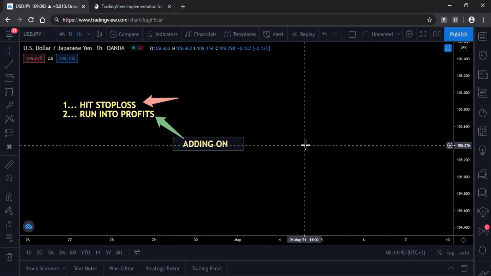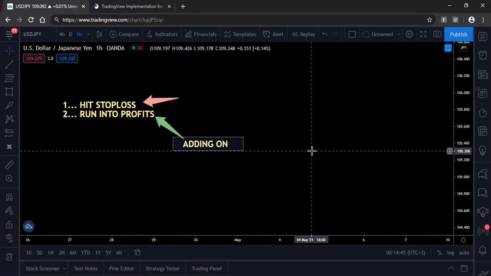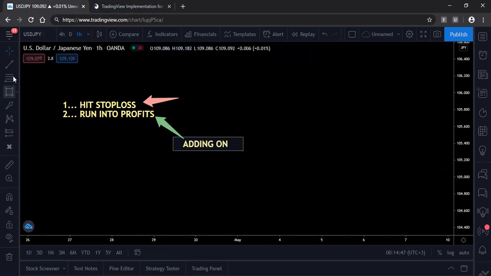By adding on, this can actually increase your profit margin by a whole lot. Now, when I say adding on, it is actually just adding on more positions into your winning trade, because you've already noticed that that trade is a winning trade, right? Now, how do you add on in a position?